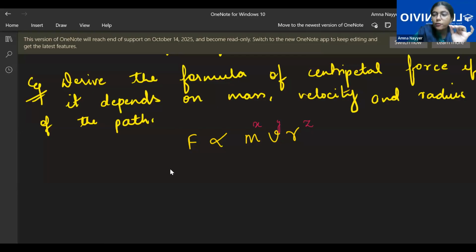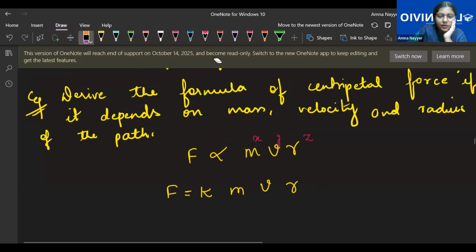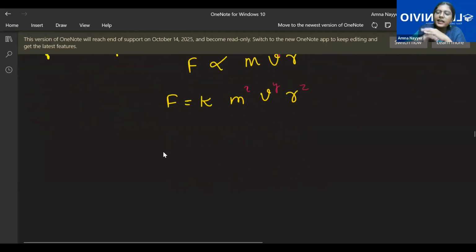Whenever in physics you have a proportionality sign, you put an equal to and the constant. So equal to and constant will be put. And m to the power x, v to the power y, and r to the power z will be written. In fact, I'll just highlight it so that you know what the powers are. This is x, this is y, this is z. Now, what we'll do, we'll write the dimensions of all the things. We have already studied dimensional analysis. Now, the dimensional formula of force.